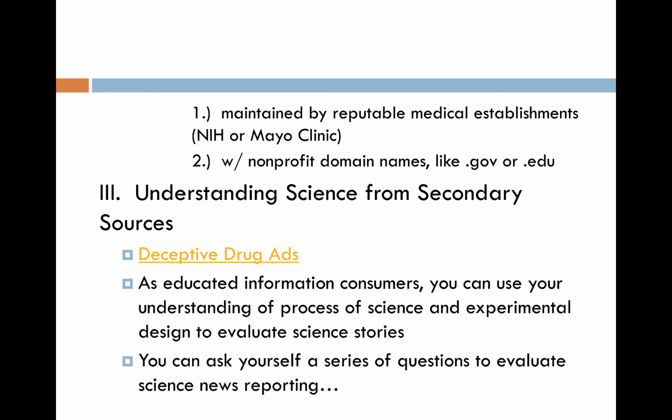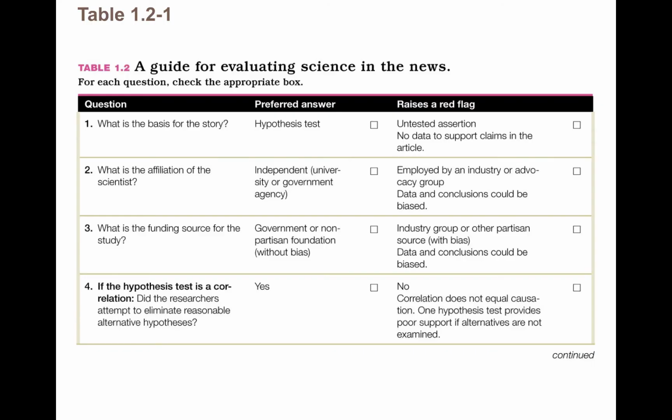There are some questions that you can ask yourself to evaluate science news reporting. You can find them in your textbook, Table 1.2, and I'll just go over a couple of them. What is the basis of the story? Your preferred answer would be a hypothesis test. What can raise a red flag is an untested assertion, and no data to support the claims in the article. Another one is, what is the affiliation of the scientist?